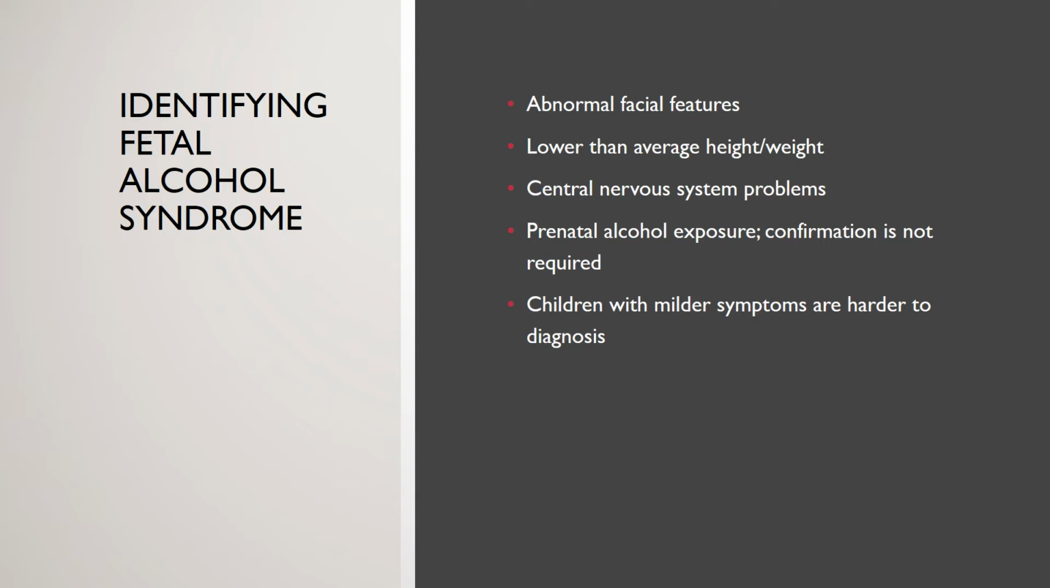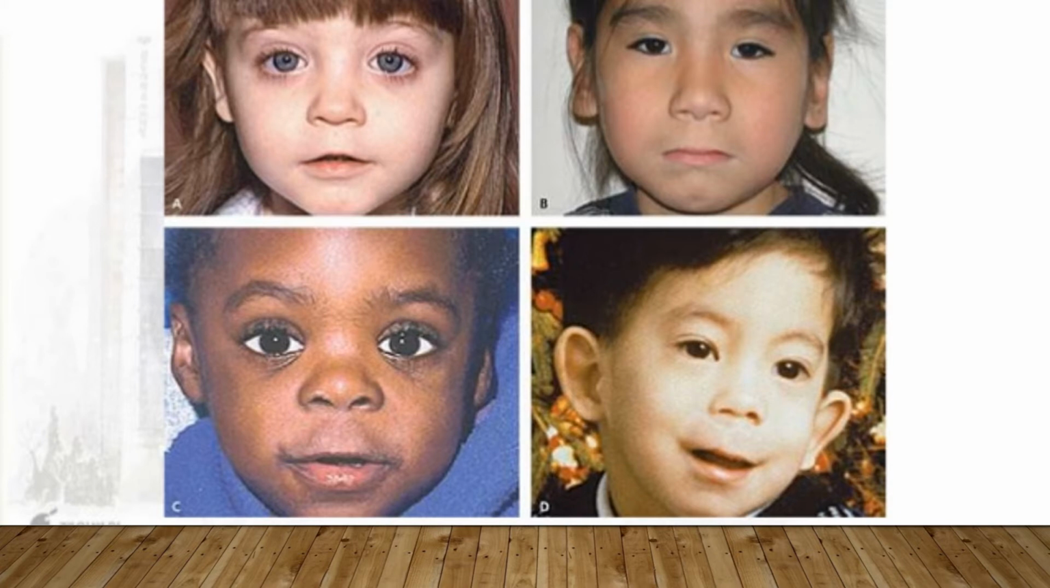And some children suffer with milder symptoms, so it's harder to diagnose them with fetal alcohol syndrome. With this slide, I wanted to provide a photo of some children that were diagnosed with fetal alcohol syndrome. By their facial structure, the way their eyes are shaped, you would think that they were diagnosed with Down syndrome, but they are not. They were diagnosed with fetal alcohol syndrome. So they have some similar characteristics in terms of appearance to children that have been diagnosed with Down syndrome.